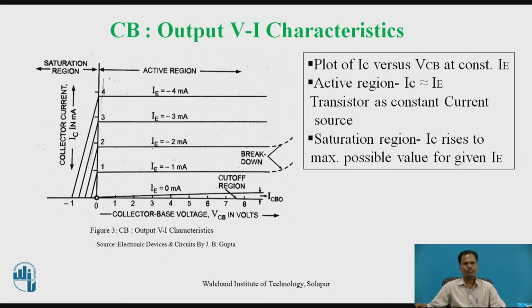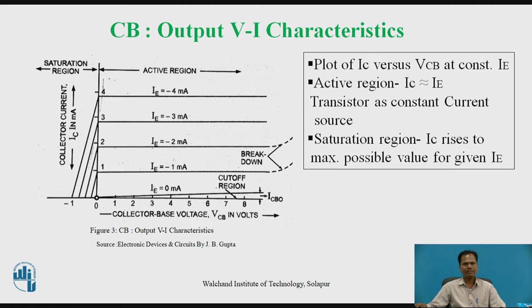Now let us go to the output characteristic of a transistor in common base circuit configuration. The figure shows a set of graphs for output collector current IC versus output collector to base voltage VCB. It is a plot of IC versus VCB at a certain constant value of input emitter current IE. Output characteristics can be divided into three different regions: saturation region, active region, and cutoff region.